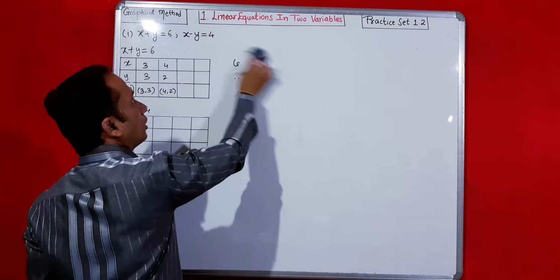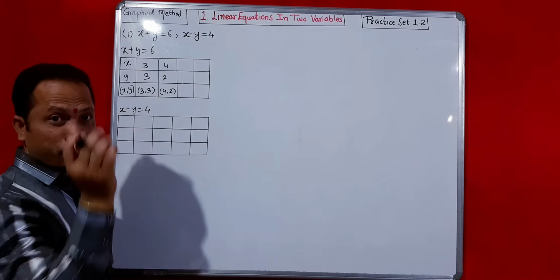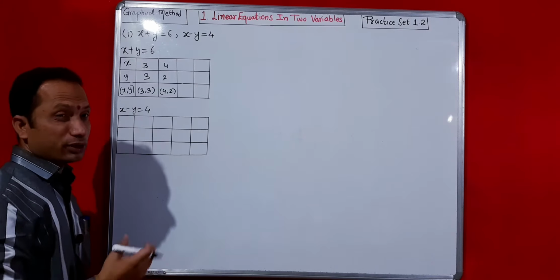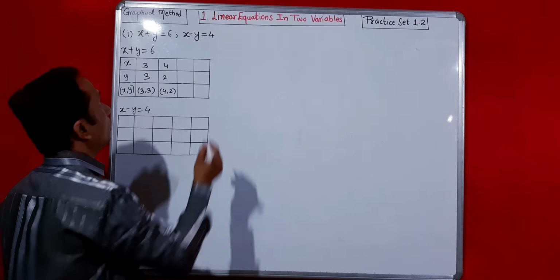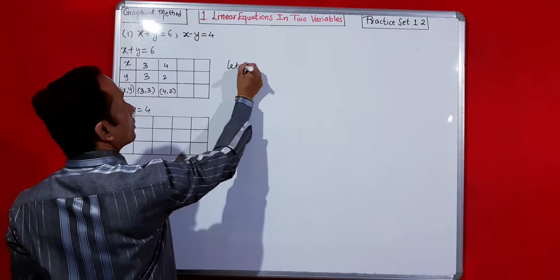Now come to the third. You have to write this in a particular way. I'm just erasing because I have to draw the graph also. I'm just showing how to find values. Let x is equal to 5.